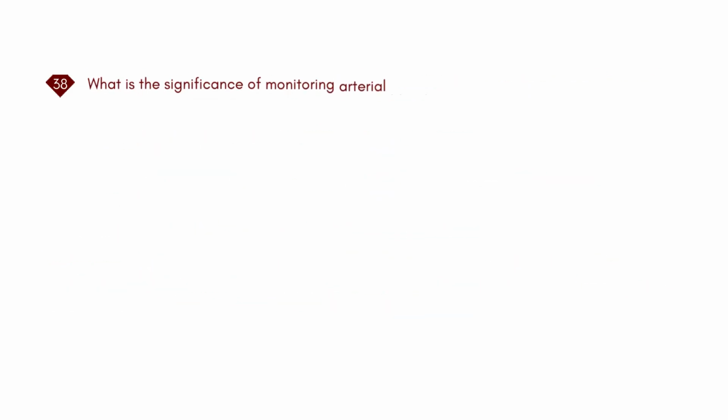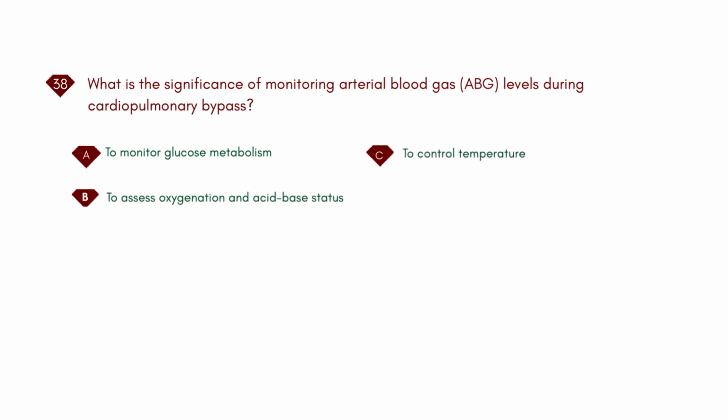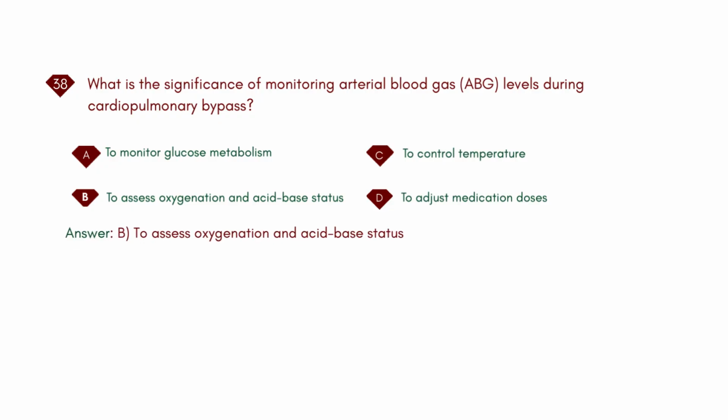What is the significance of monitoring arterial blood gas, ABG, levels during cardiopulmonary bypass? A. To monitor glucose metabolism. B. To assess oxygenation and acid-base status. C. To control temperature. D. To adjust medication doses. Answer: B. To assess oxygenation and acid-base status.